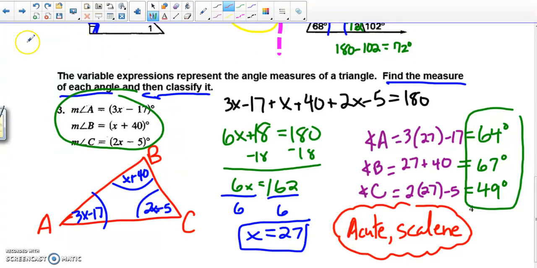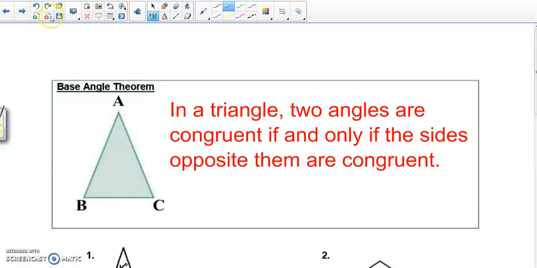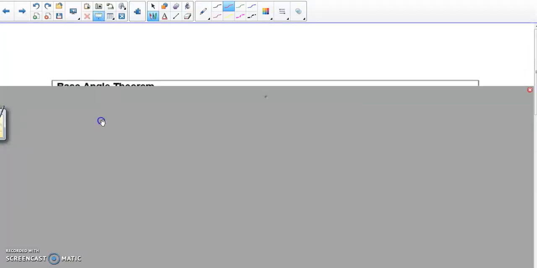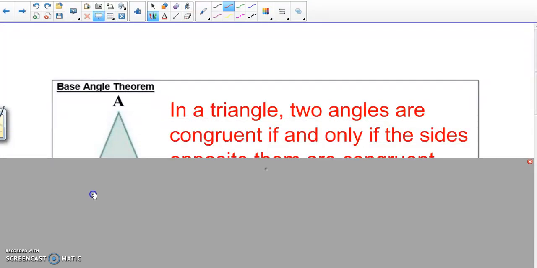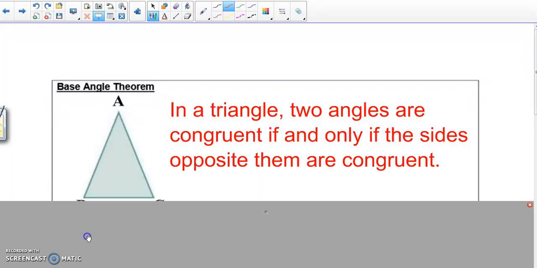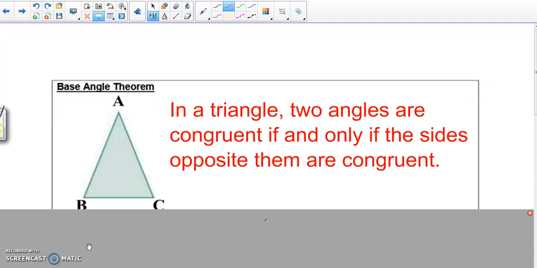All right, next page. Isosceles triangles have something called the base angle theorem, which says in a triangle, two angles are congruent if and only if. So there were those magic words we learned last unit. So it means it goes both ways. So two angles are congruent if and only if the sides opposite them are congruent.